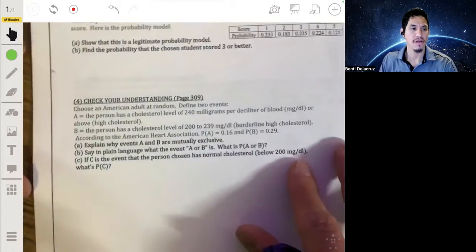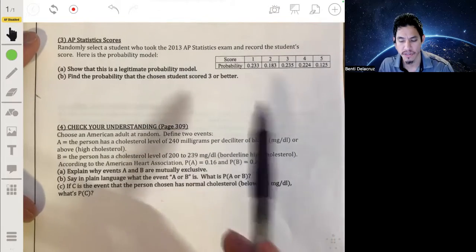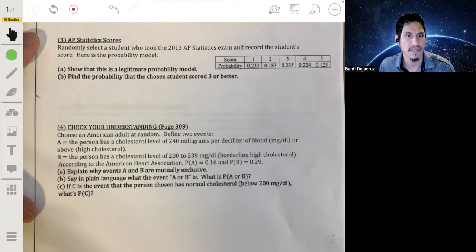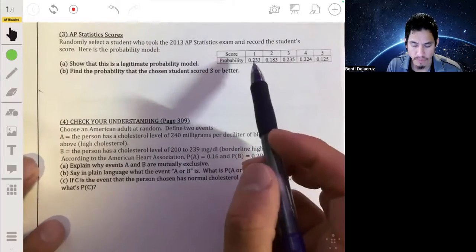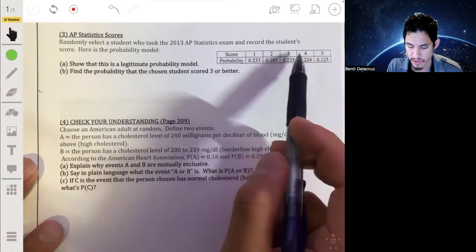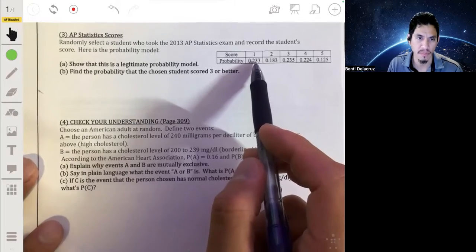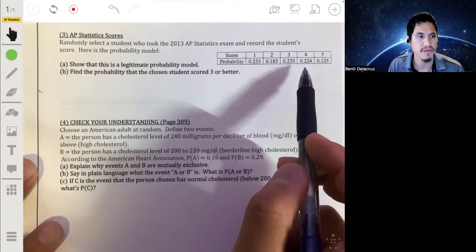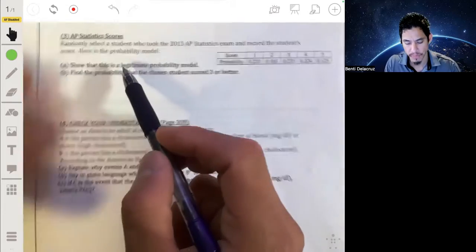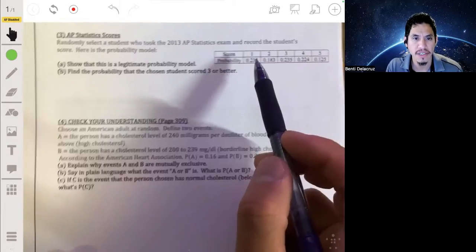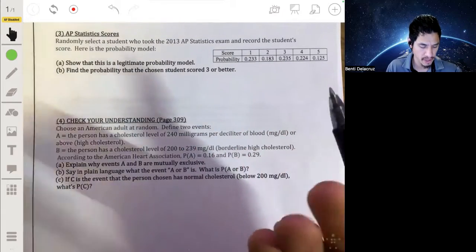Okay, so here we got a table that shows these AP statistics scores from 2013. You can get a 1, 2, 3, 4, or 5, and this was the corresponding probability, or the proportion of students that got those scores. So part A, show that this is a legitimate probability model. In other words, show that this makes sense in the world of probability.